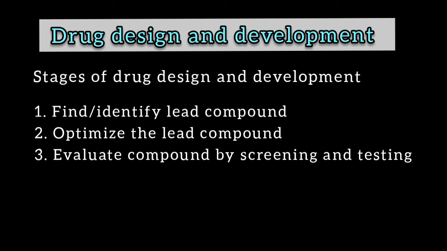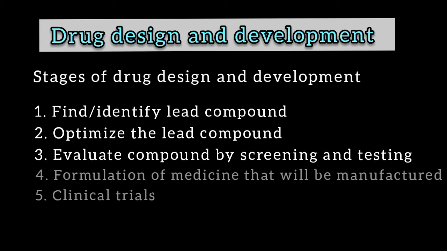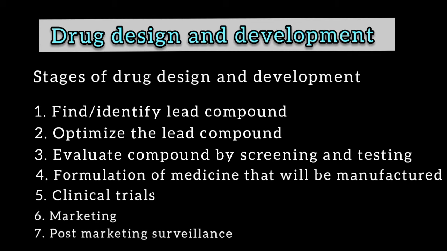The next stage is to evaluate. After you modify, you evaluate using chemical tests. After the chemical test, the next stage is to come up with a formulation, which includes the dosage form. The next stage is the clinical trials, and after the clinical trials, the next stage is marketing. The product is now introduced to the market, and after that, the last stage is the post-market surveillance.